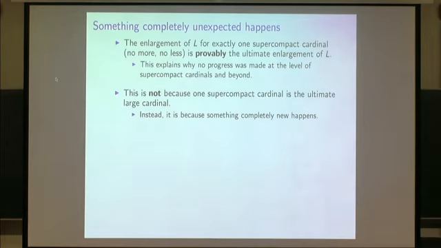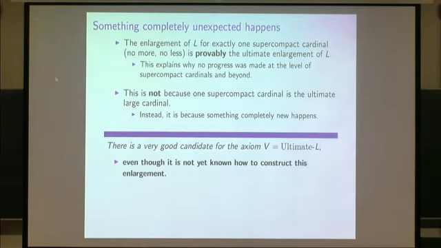It's not because one supercompact cardinal is the ultimate large cardinal, though I suppose that could be the case in the end if everything stronger is inconsistent, but that's not what's going on here. Instead, it's because something completely new happens. And in the other talk I wrote, which was more technical, I would make you sit through a lot of reasons, but I'm not going to do that. I will say there's a very good candidate for the axiom V is ultimate L, even though we don't know how to construct the enlargement yet.